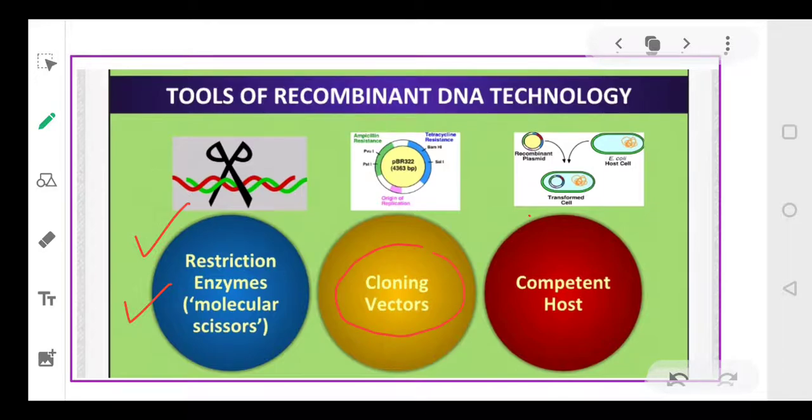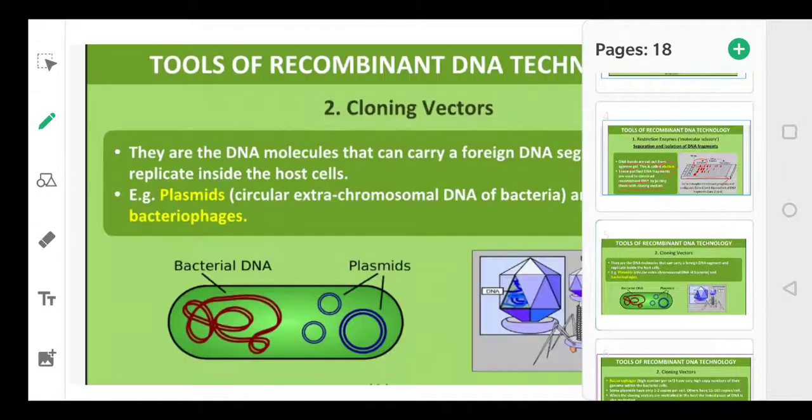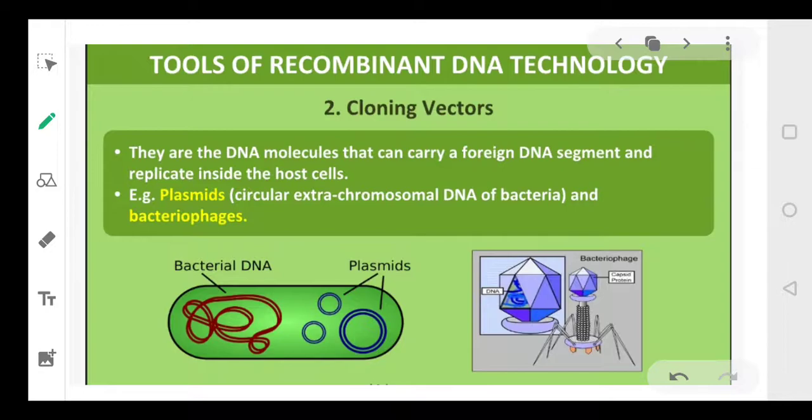Now we'll start with the cloning vectors. Let's understand what cloning vectors are. Cloning vectors are basically DNA molecules that can carry a foreign DNA segment and can replicate inside the host cells. So cloning vectors are a type of DNA molecule that can incorporate any foreign DNA inside them, and when they are injected into another cell they can easily multiply. So they can easily replicate in the host cells.